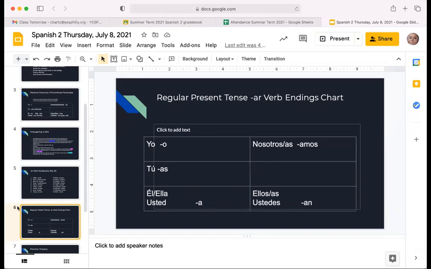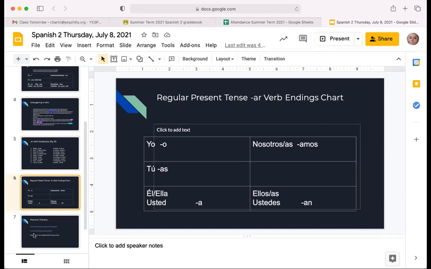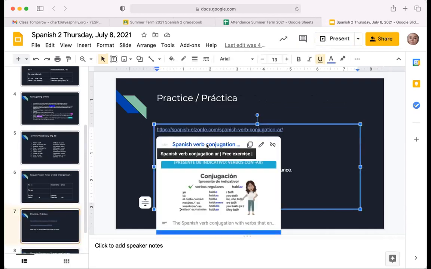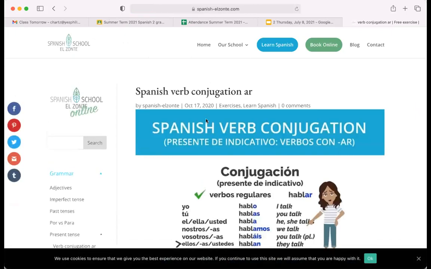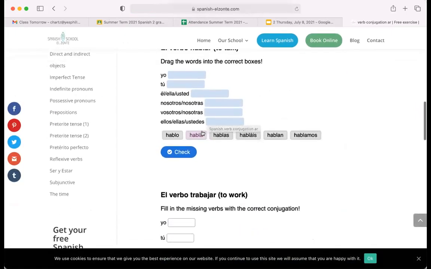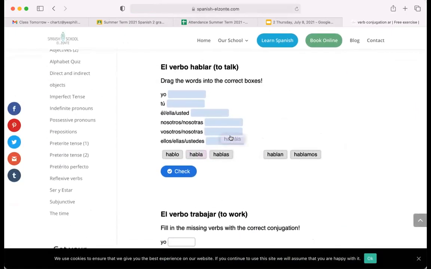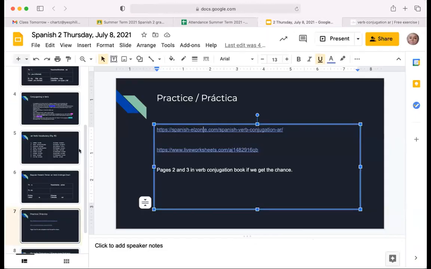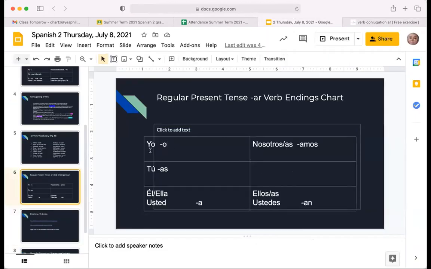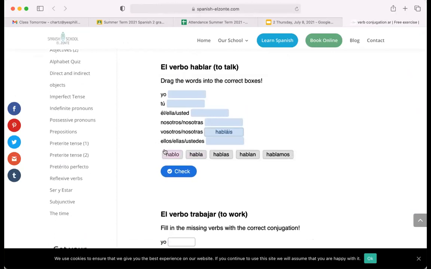Oh, I just closed the page. Let's try this again. Okay, here we are. So what do you think? Remember, if we go back here, the yo form ends in O, right? So it would be hablo, right?